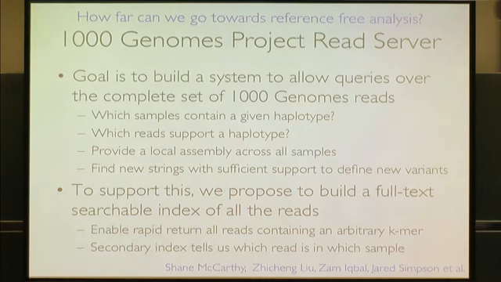And then we can decide where they belong on the genome after we've found them, rather than doing it all based on the genome. To support this, we propose to build a full-text searchable index of all the reads. We want rapid return of all the reads containing an arbitrary k-mer, and a secondary index which tells us which read is in which sample.